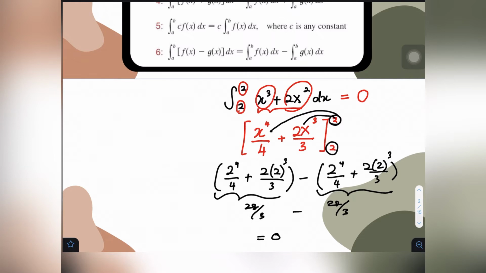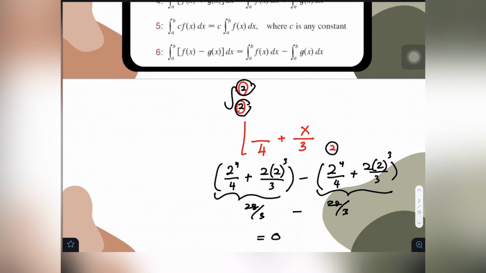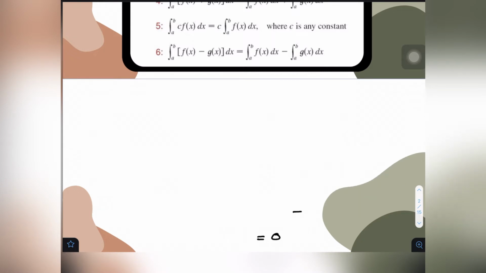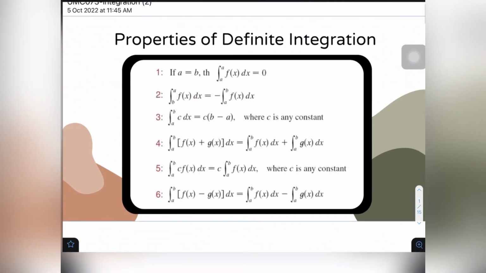This is the reason why, whenever we have the lower limit of our integral equal to the upper limit of our integral, we don't need to proceed with the integration process, because the answer will always equal 0. That one is the first property that you need to remember. Whenever we are dealing with definite integrals, and you have the lower limit and the upper limit equal in value, then the answer will be equal to 0.